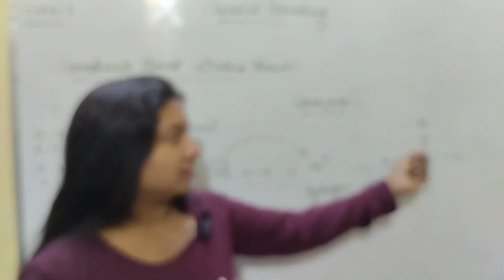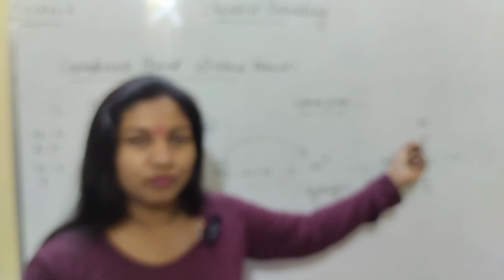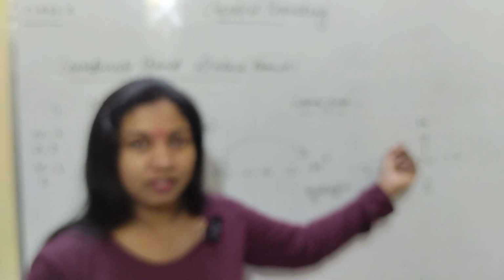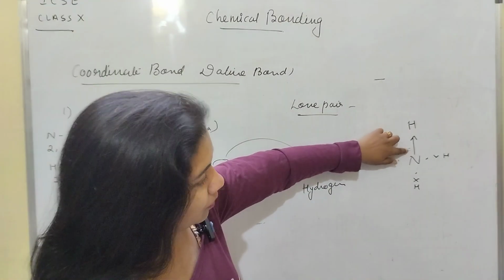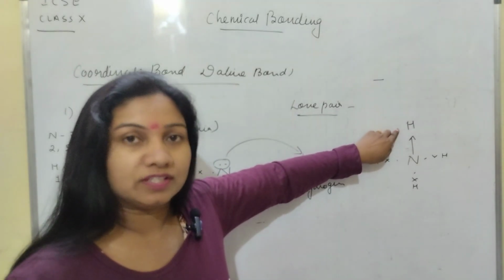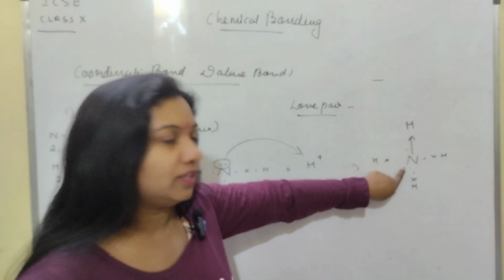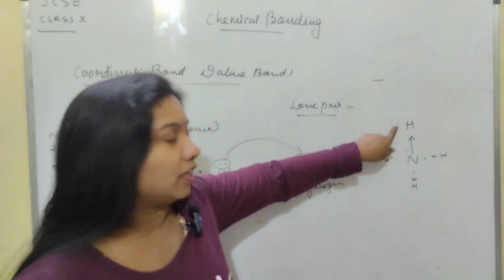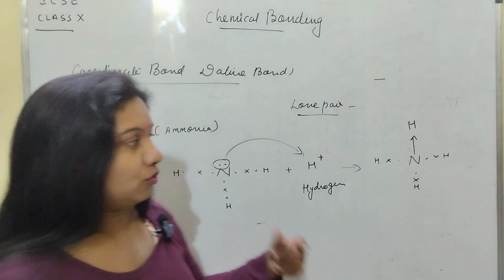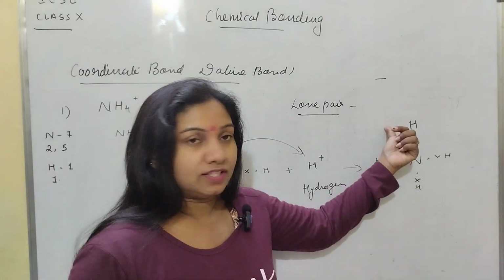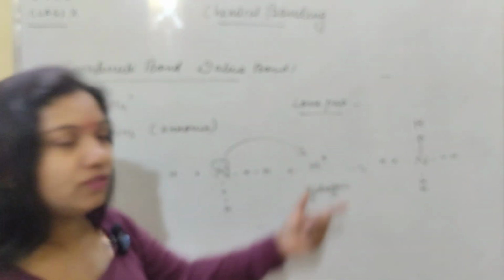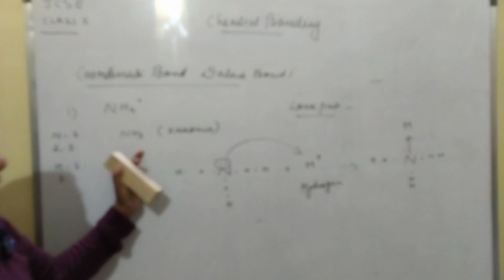This arrow shows that it is a coordinate bond. This is the way of showing coordinate bond. A bond we used to show with a dash, but a coordinate bond with a dash with an arrow. The arrow is pointing towards the other atom which is accepting the lone pair of electrons. So here nitrogen is acting as a donor and hydrogen is acting as an acceptor. Nitrogen is also satisfied with 8 electrons and hydrogen is satisfied with 2 electrons. So in this way, ammonium ion is formed.